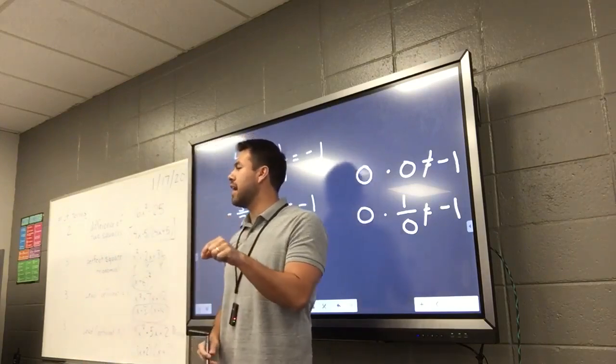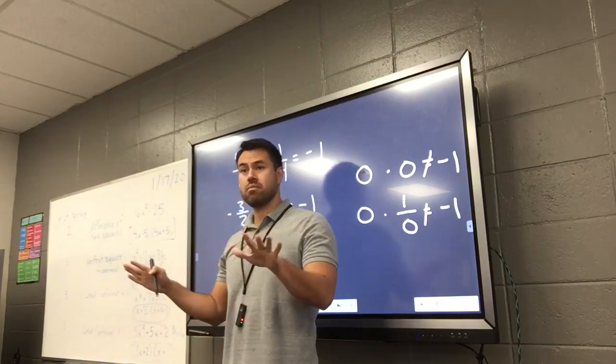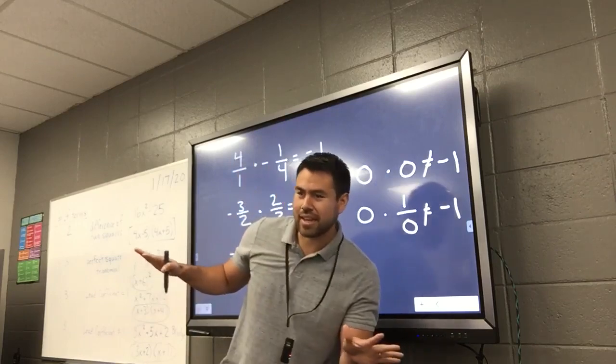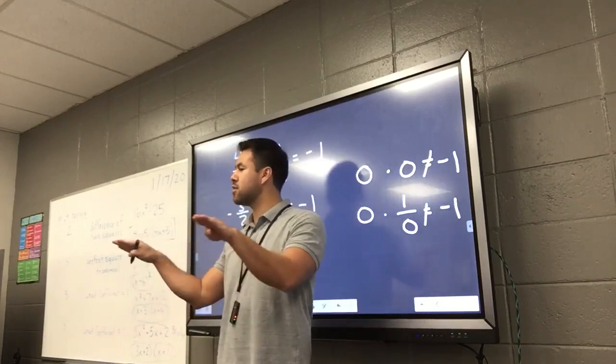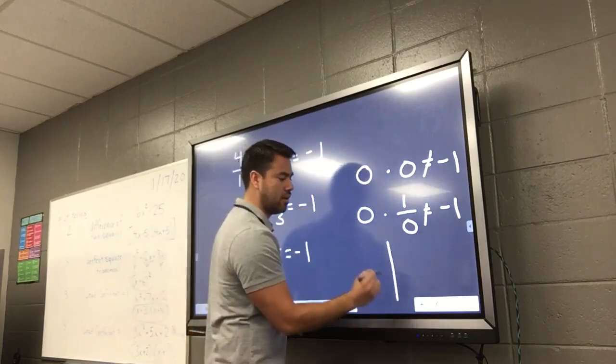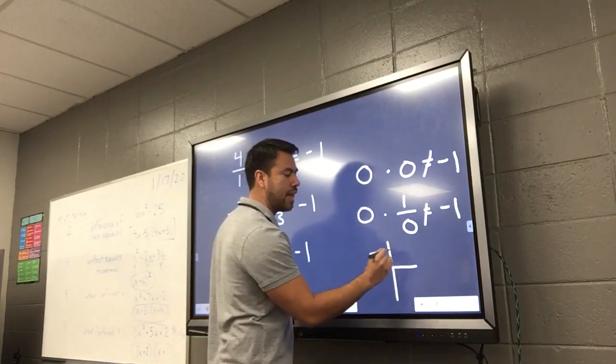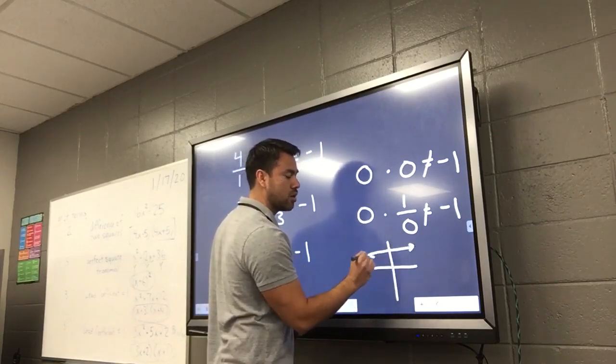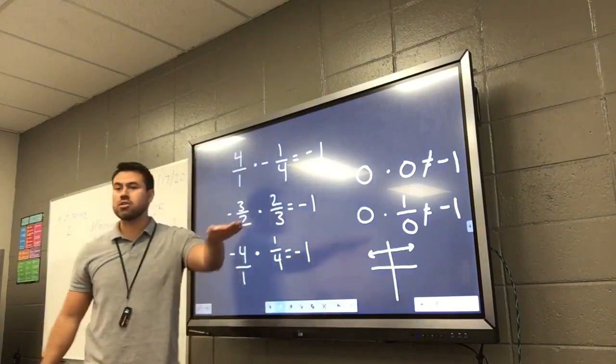If I had a line that had a slope of 0, just sketch this real quick. So here's your coordinate plane. A line that had a slope of 0 would be a horizontal line, correct? All horizontal lines have what slope?